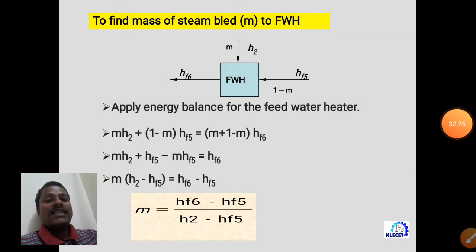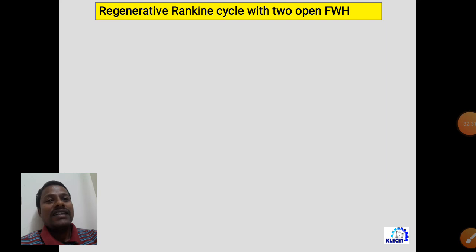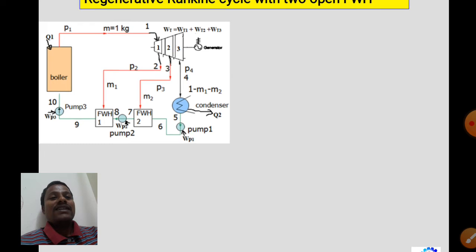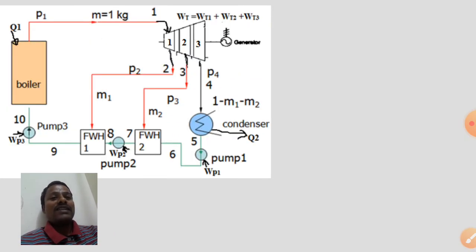Now let's understand the regenerative Rankine cycle with two open feed water heaters. The earlier discussion was on only one feed water heater, which was also open type. Now two open feed water heaters. Let's look into the schematic diagram for the concept.